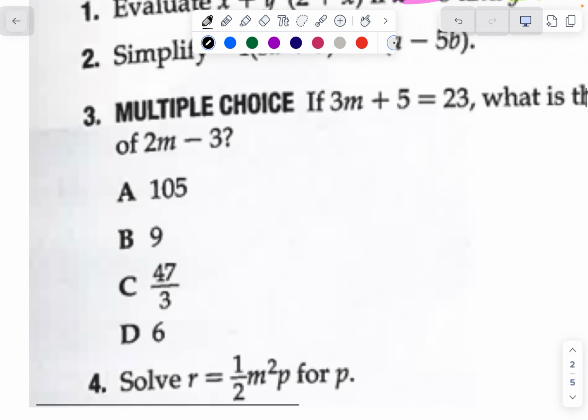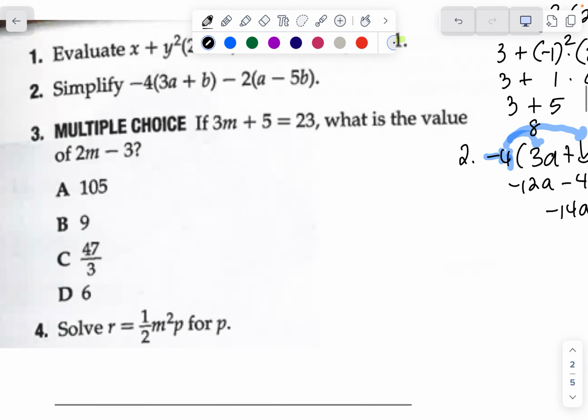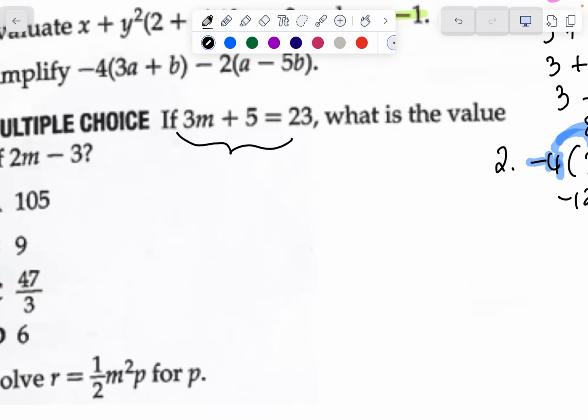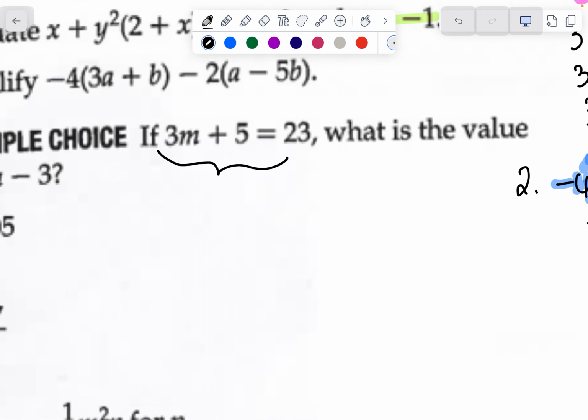What's next? Take a look at 3. It says, if 3m plus 5 equals 23, what is the value of 2m minus 3? Now, there's not a great way, in this particular one, to convert 3m plus 5 into 2m minus 3. So here's what I suggest we do. Let's go ahead and solve this equation for m first. Let's find its value.